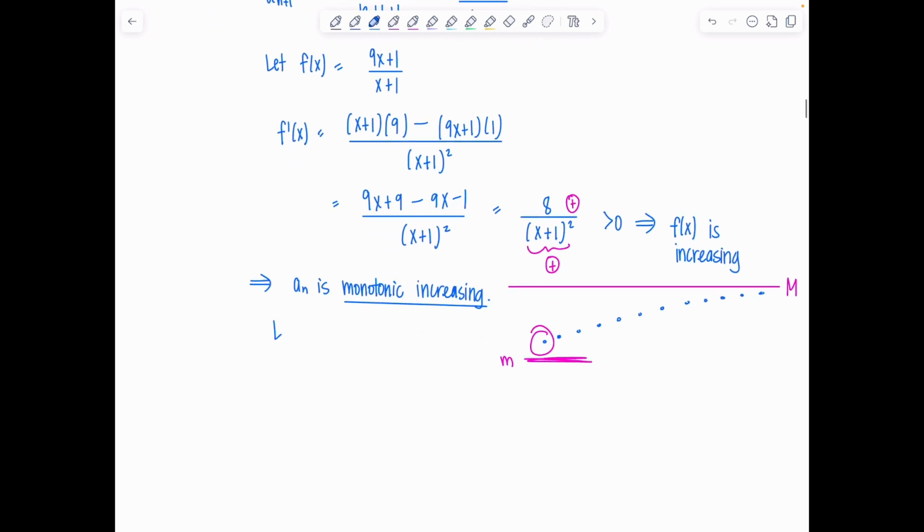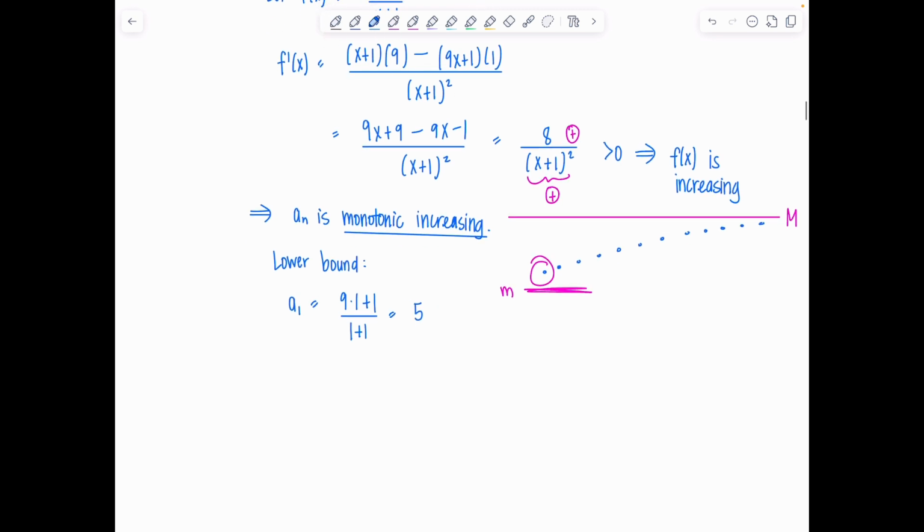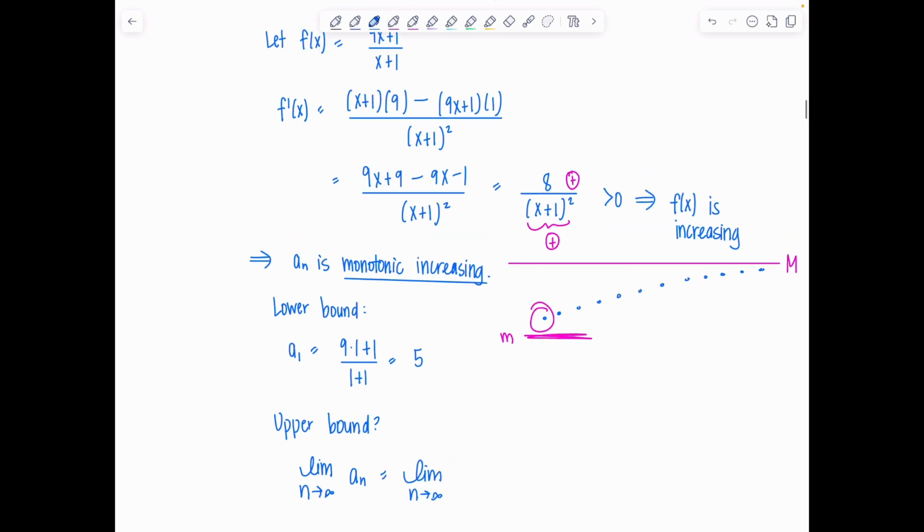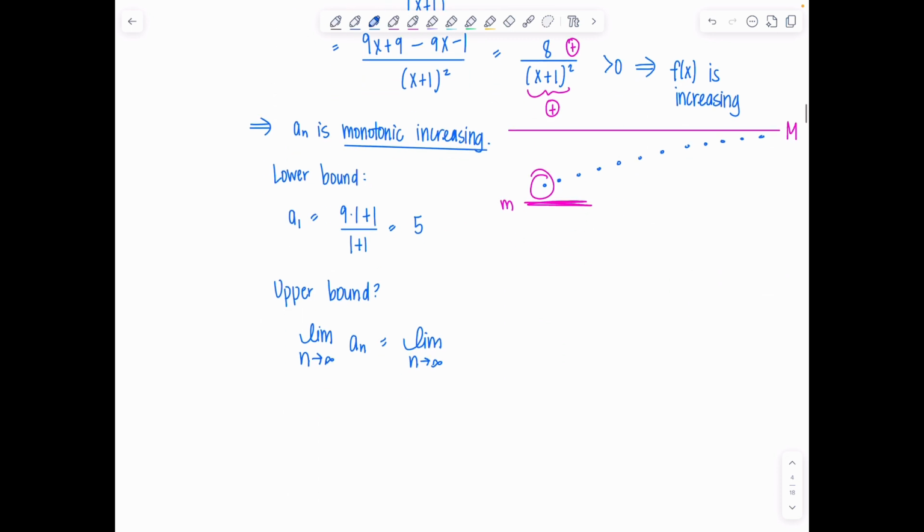So I know I have a lower bound for sure. My lower bound is a_1, which is (9 times 1 plus 1) over (1 plus 1), so 10 divided by 2, so 5. Now the question of whether or not there's an upper bound, how can I determine if that exists? Well, I want to see what happens in the long run to the terms of a_n. So we're going to take the limit as n goes to infinity of (9n plus 1) over (n plus 1).